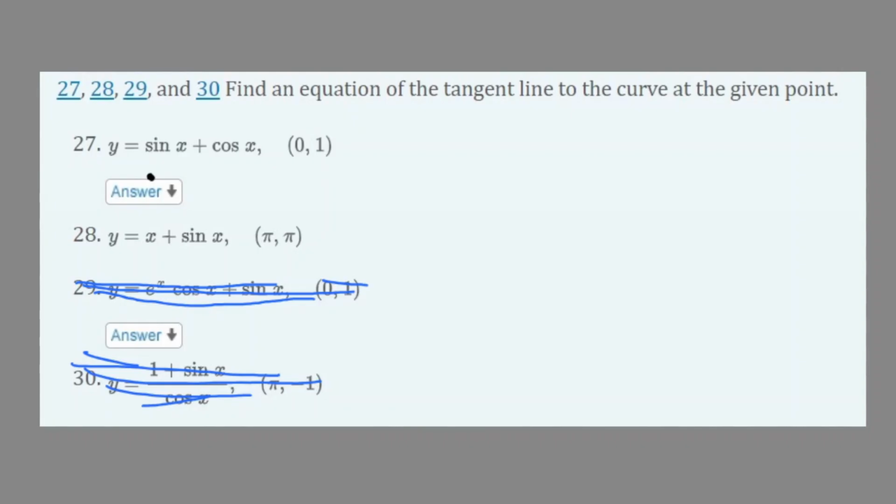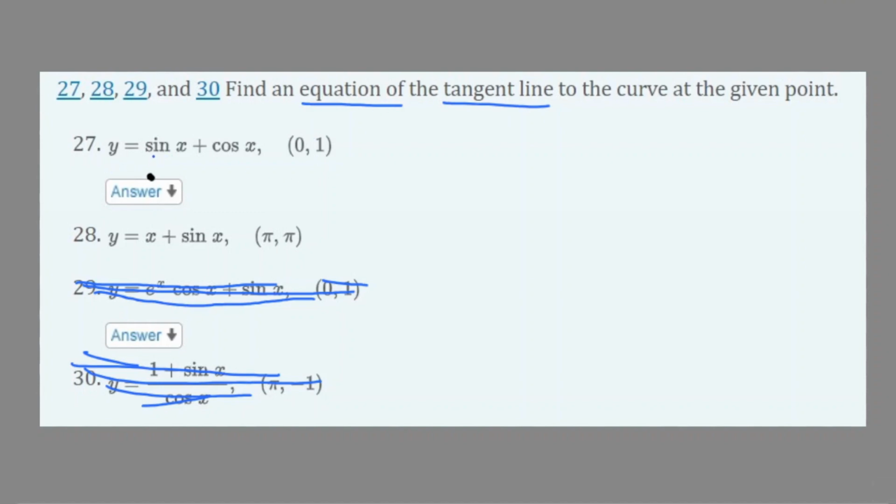So now we move on to numbers 27 and 28, which is find the equation of the tangent line to the curve at a given point. So for numbers 27 and 28, we're just going to find the derivative, plug in the x value to find the slope of the tangent line equation, and then we're going to find the y value of the tangent line.